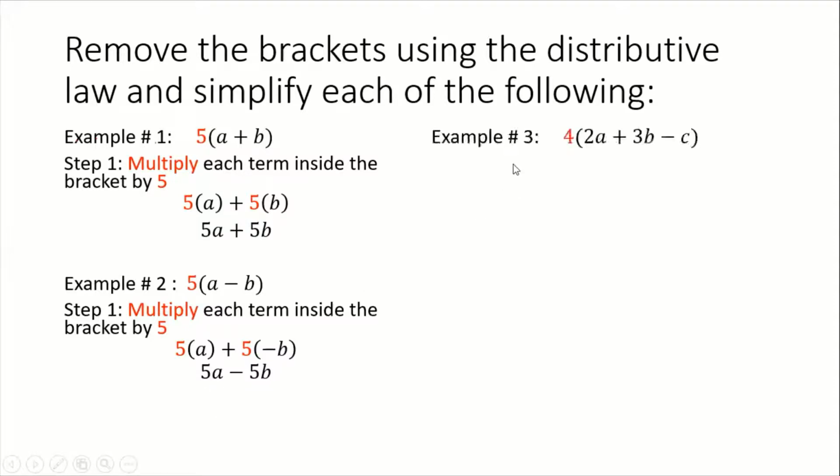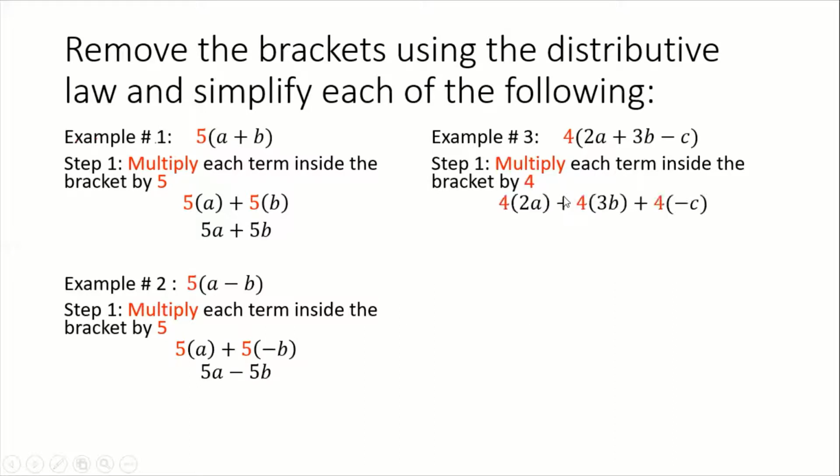Let's look at a third example. We're given 4 times (2A plus 3B minus C). Now we have 3 terms we're working with. The principle does not change. So we're going to apply the distributive law, which is to use the 4 to multiply each term on the inside of the bracket. How would you represent this? You would represent this as 4 times 2A plus 4 times 3B plus 4 times negative C, or minus C.